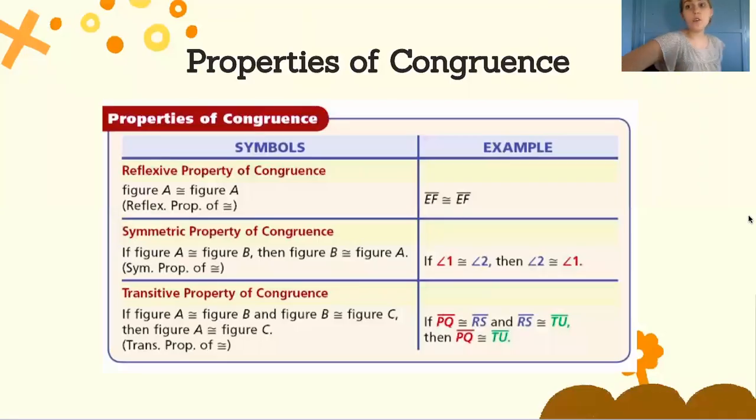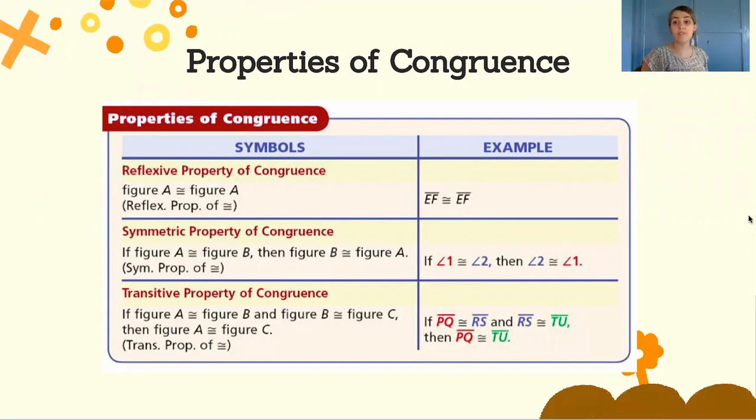So here are some new properties and theorems that we're going to talk through today in order to use for our proofs. The first are properties of congruence. These should look similar to some of the properties of equality. The difference between equality and congruence is that equality has to do with numbers. So 3 equals 3 or x equals 5, that's equality.